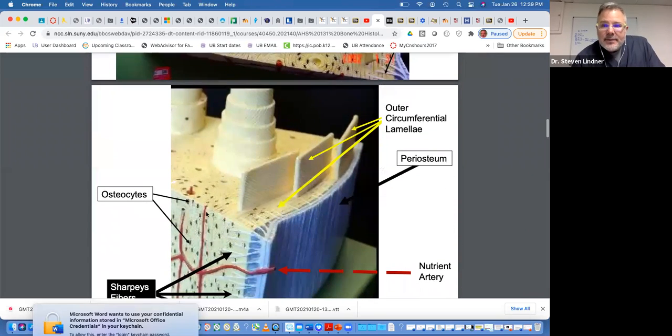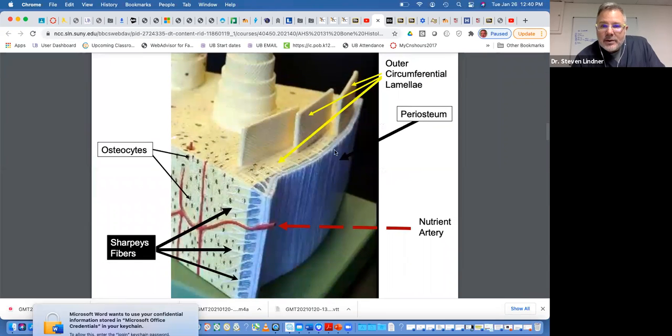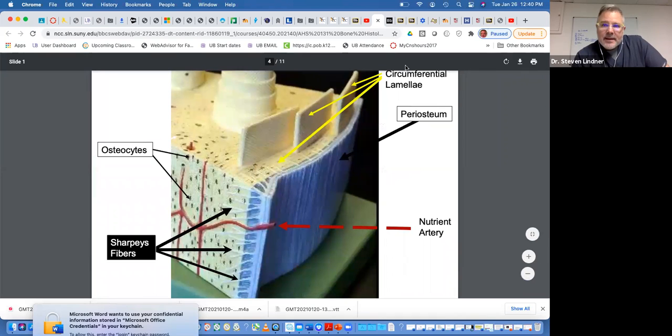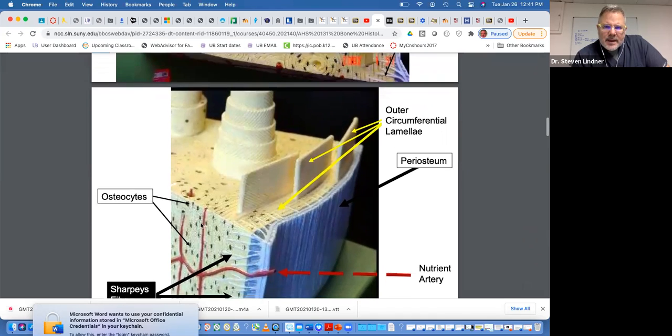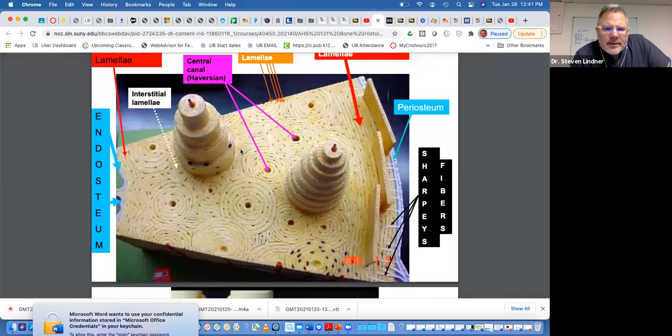So we have the periosteum, outer layer. This is where your tendons attach, and this is where your ligaments attach to bone, to the periosteum. These are your outer circumferential lamellae. These are the osteocytes. This is your nutrient artery. These here, right, these are your concentric lamellae.